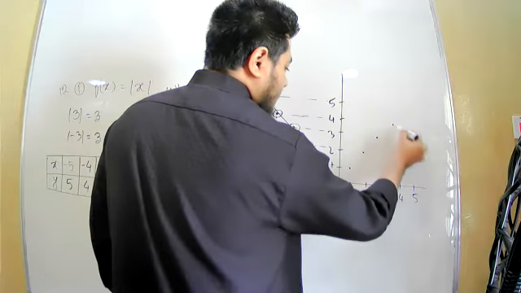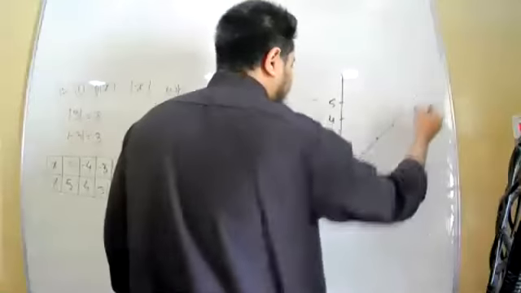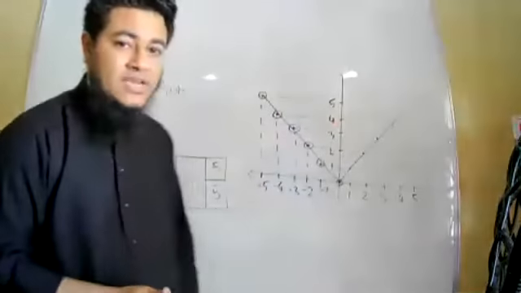4 for 4, and 5. So it will be another line like this. Okay, so it will be a V-shaped graph.